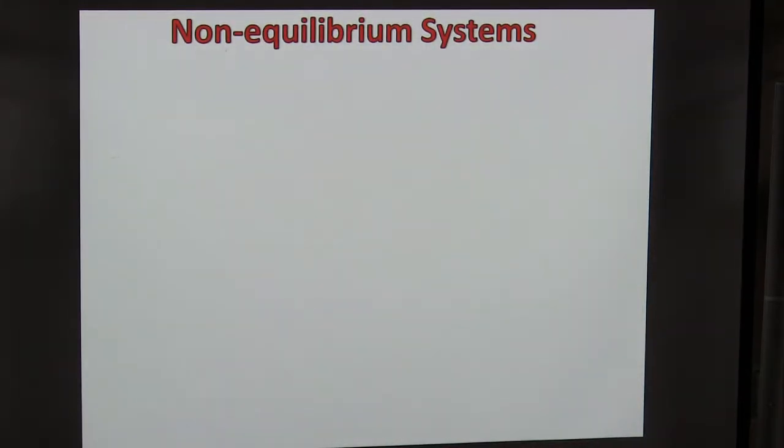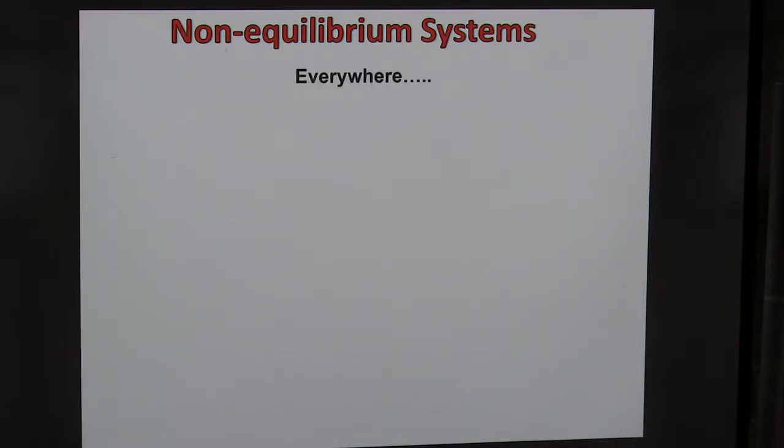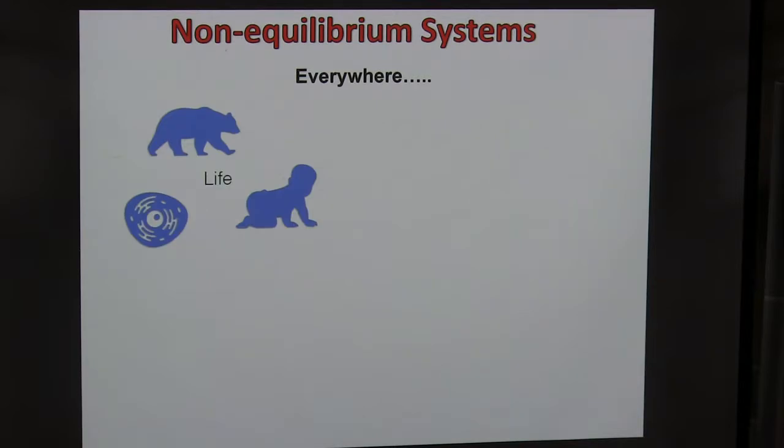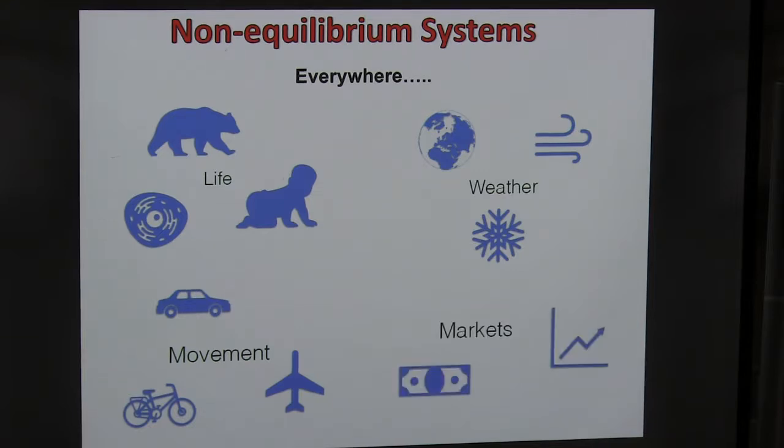All right, even though thermodynamics and statistical mechanics are the pillars of modern physics and have allowed us to classify, for example, equilibrium phases, I can say that non-equilibrium systems are actually ubiquitous in life. We find them everywhere in nature, from life itself to motion, to weather, to markets. So everything is non-equilibrium in nature.